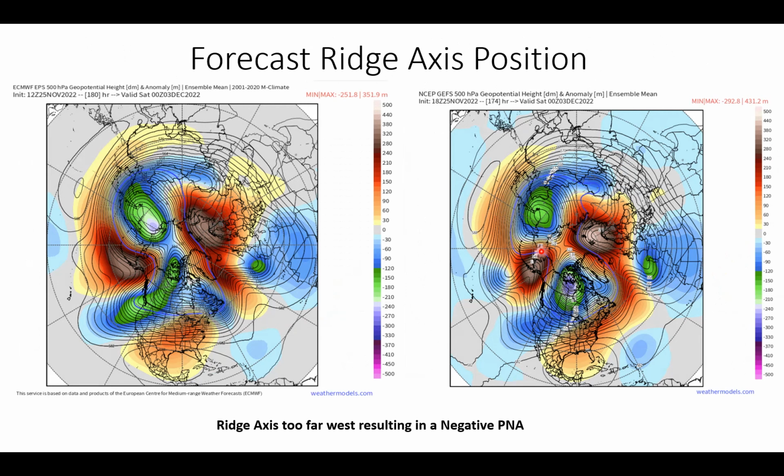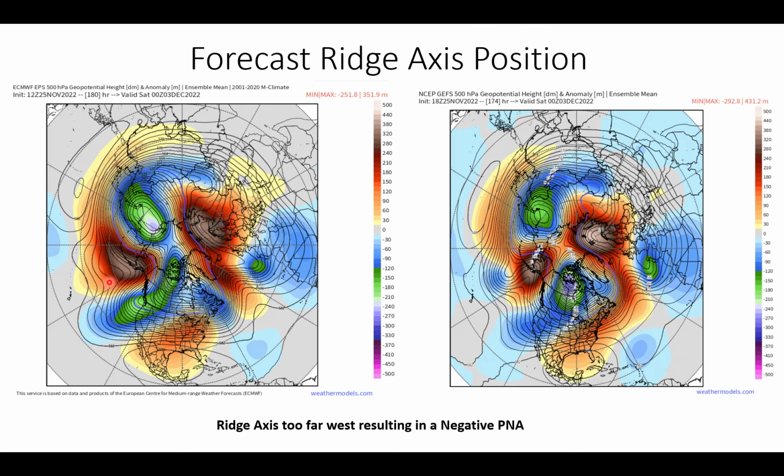What's going on right now? Looking at the Northern Hemisphere view here, this is the EPS forecast for the 3rd of December on the left. This is the GEFS forecast of 500 millibar height anomalies on the right for the same period, 3 December 2022. So where is our ridge axis here? The EPS on the left shows the ridge axis poking up into the Kodiak area, into western portions of Alaska. But look, it's too far west. That ridge axis is too far west.